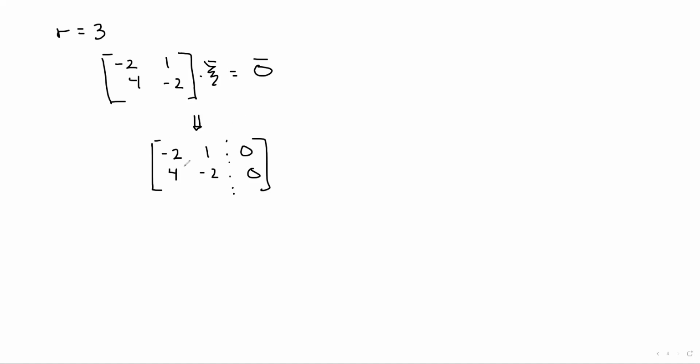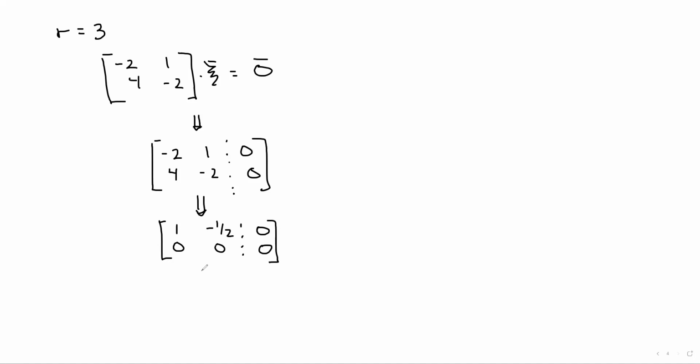All right, and once you're here, you can go through and do row reduction. So if we take the first line here and multiply it by negative 1/2, we're going to get 1, negative 1/2, 0. And then if you take negative 4 times this and add it to this, you're going to get an all zero row. That should always happen. If it doesn't happen, then you've made a mistake. All right, and so now we're in this form.